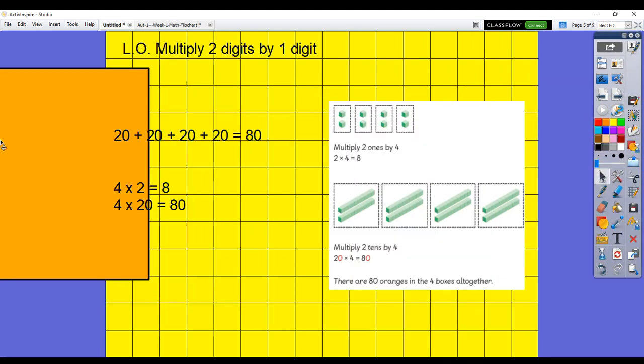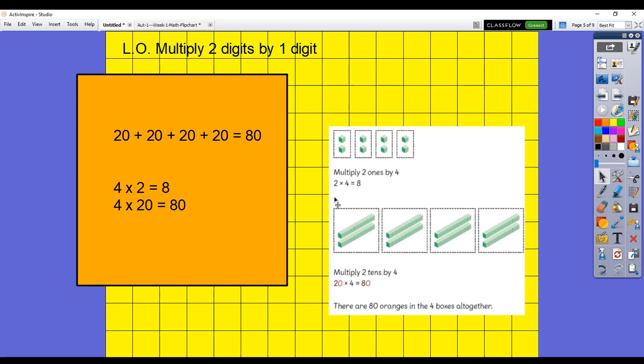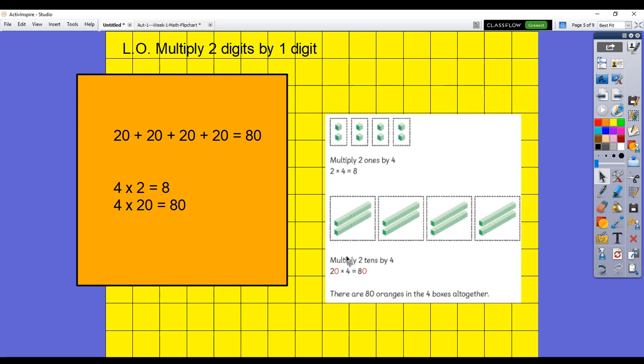Okay, so that's what it looks like with the base 10. We multiply 2 ones by 4, like we've just done here, which is 2 times 4 is 8. And if we multiply 2 tens by 4, literally what we just did, but showing you with the base 10, we're going to get to 80. So there's 2 different ways there we could multiply 2 digits by 1 digit to find our answer.